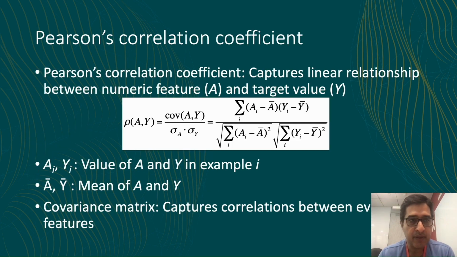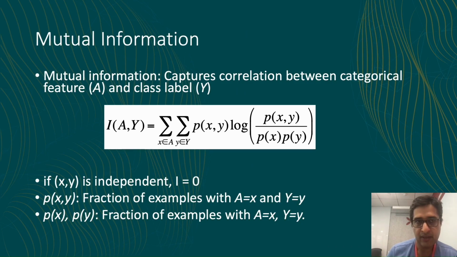Going a little deeper into these individual metrics, the Pearson's correlation coefficient is computed in the manner the slide shows you. Essentially, it tries to compute the linear relationship between any given numeric feature A and its target value Y. The covariance matrix essentially captures the correlation between the final variable and the individual features.